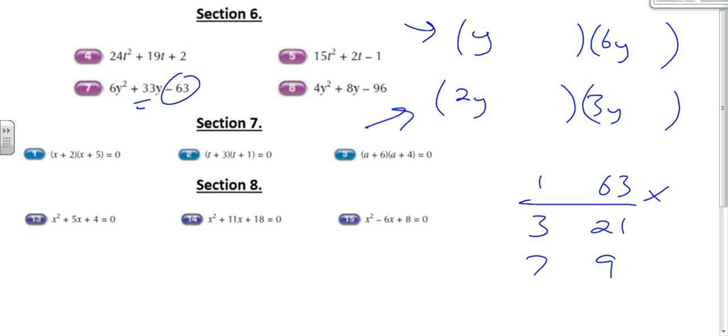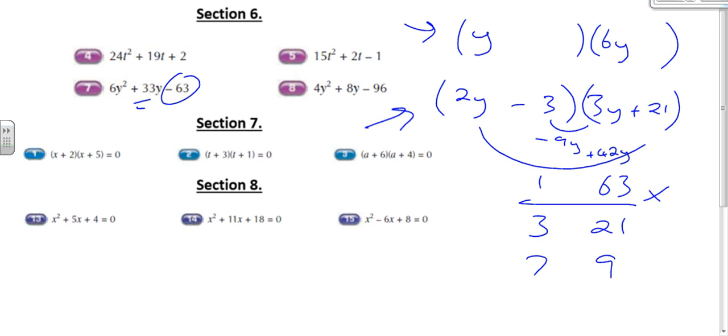Could it be 21 and 3y? Let's try it. So if we put 21 here and 3 here, 3 times 3y is going to be 9y. 2y times 21 is going to be 42y. Can we use 42 and 9 to make 33? Yeah. We need to do 42y, so it needs to be positive, and we need to take away 9y. So that's going to be minus 3, and it needs to be plus 21.